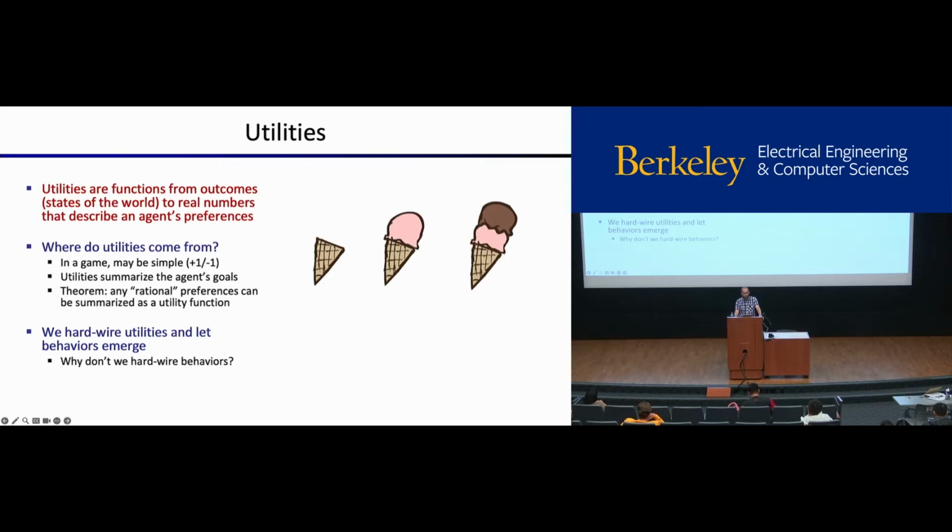What we do sometimes when we're designing agents is we hardwire a utility function and then see what behaviors emerge. So we have the agent understand this outcome is worth this, this outcome is worth this, this outcome is worth this. You figure out what to do. Any ideas for why we might do that rather than hardwiring behaviors in different settings? Sometimes we'll do the latter, but why might we sometimes hardwire the utilities and let the behaviors emerge?